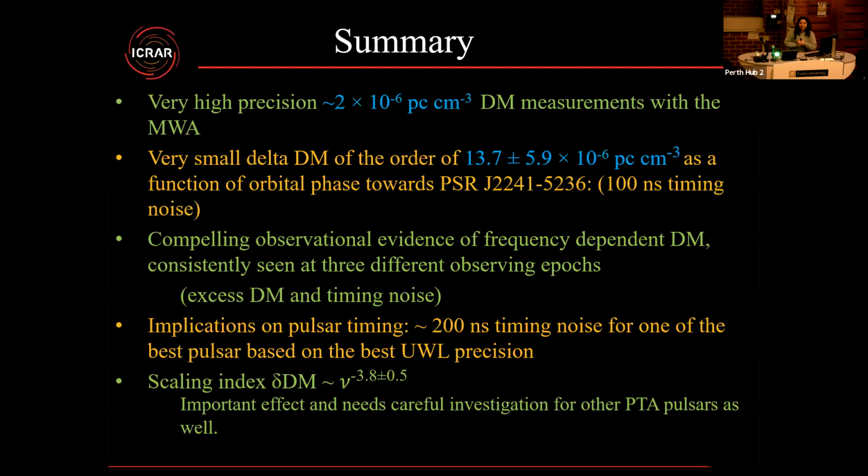So in summary, I can say that at low frequencies, we can make very high precision DM measurements. And we did a very careful, dedicated observing campaign in order to investigate this frequency-dependent DM. And we saw this effect consistently at 3 different epochs for this pulsar and also for 2145, which is another pulsar. And if this is not accounted for, this can induce a timing delay at the timing frequencies.